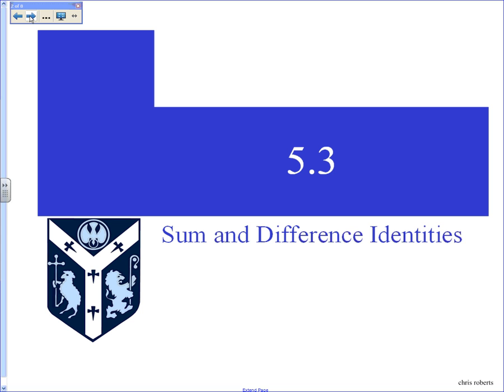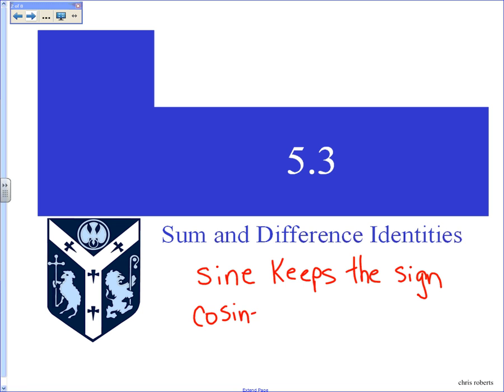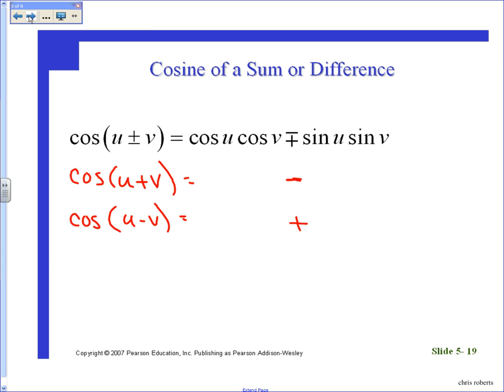Again, I'm going to try to give you a couple mnemonic devices here to help you remember these. The ones that I kind of use a lot are sine keeps the sign, and that's SIGN, and cosines stick together. Okay, so sine keeps the sign, and cosines stick together. So as we look at these sum and difference identities, we have the cosine of a sum or difference. So again, they put the plus and the minus together. I've tried to expand this a little bit.